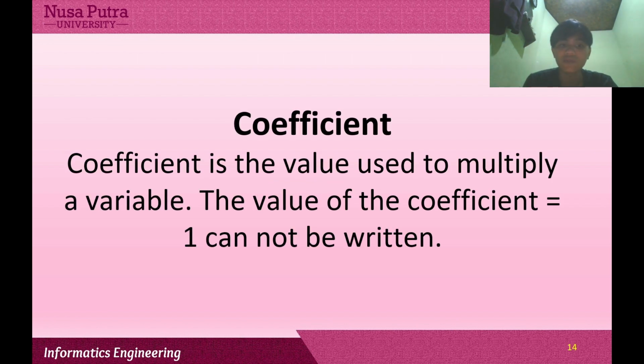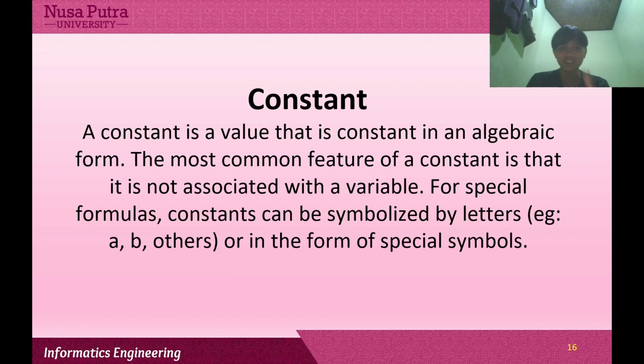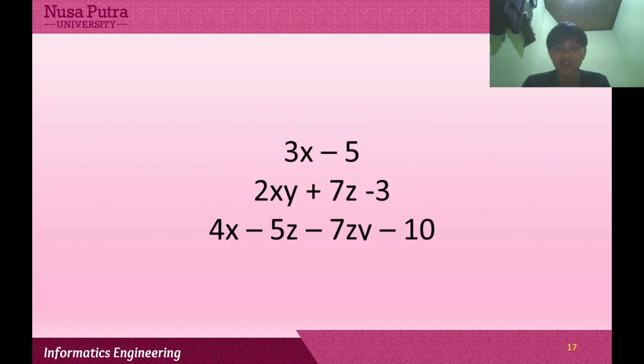A coefficient is the value used to multiply a variable. A coefficient equal to 1 is not written. So the coefficient is always the number beside the variable, and it multiplies it. Once the variable's value is found, the true value is multiplied by the coefficient. Next is the constant. A constant is a term that doesn't have any variables, like -5, -3, -10.